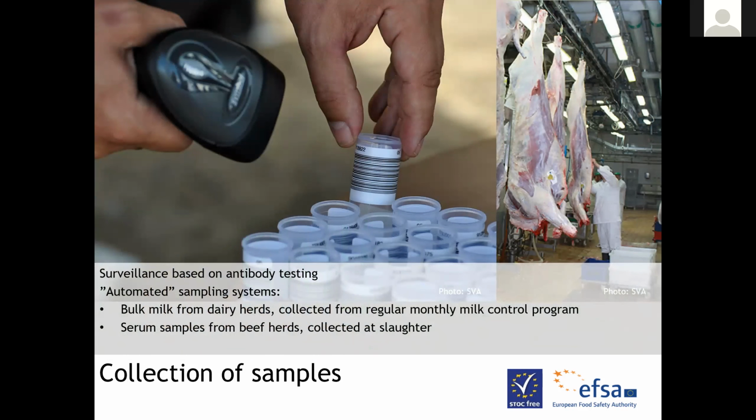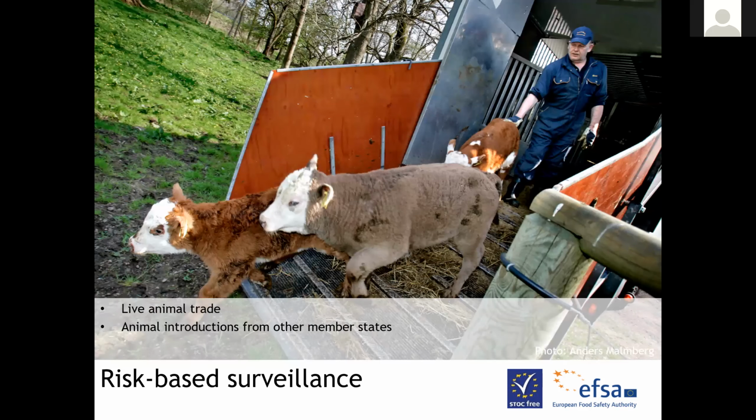And for a while now, we've had two main sampling routes, both based on antibody testing. And one is bulk milk testing with samples collected from the Swedish milk control program. And the other is testing of serum samples collected from beef cattle at slaughter. And the program is risk-based, so that herds with more live animal trade are sampled more frequently. And also to control the probability of introduction of BVD, there's a strategy to test animals purchased from member states where BVD is still present.